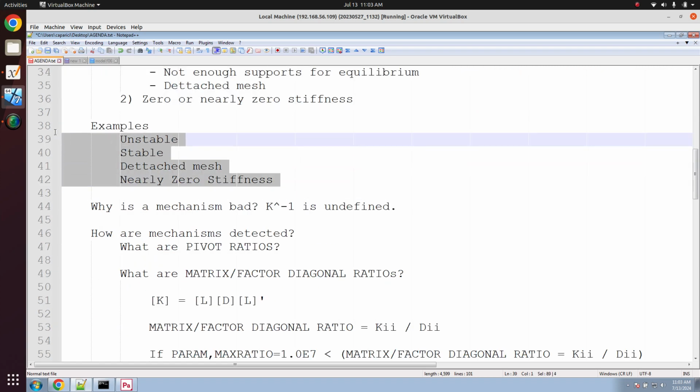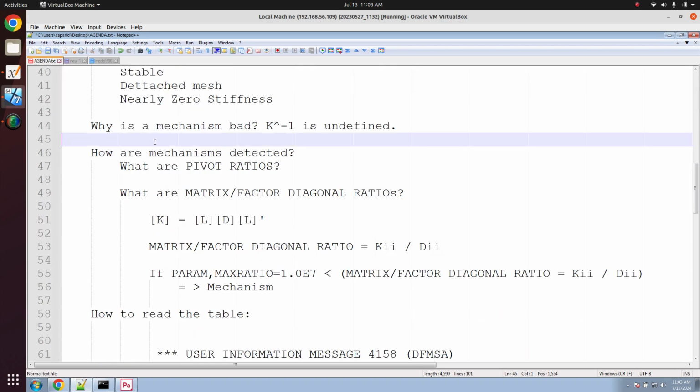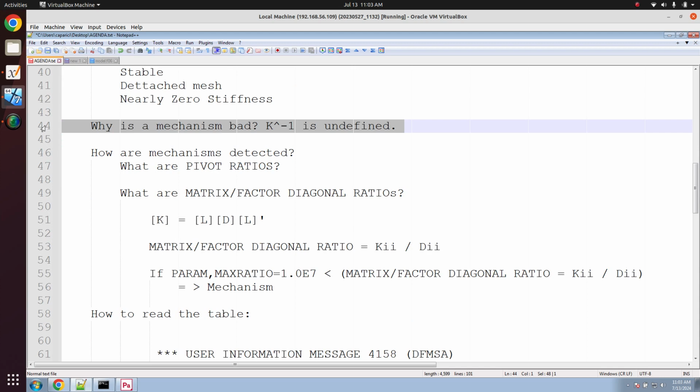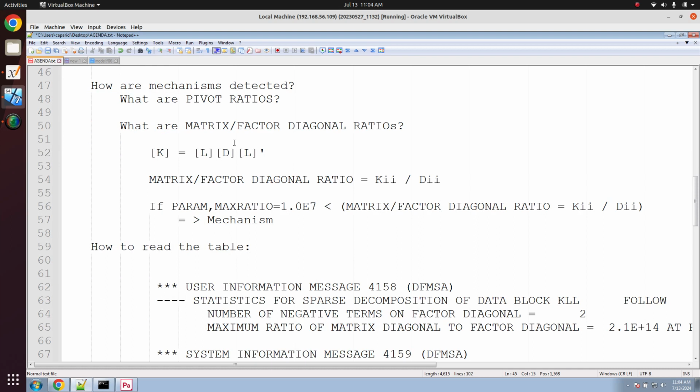We're going to go over some Nastran examples that cause user fatal message 9050. We're going to go over why specifically this is bad when you're trying to solve this equation, F equals KX. What makes the mechanism really bad for this solution? And then we're going to talk about how we detect mechanisms in MSC Nastran.